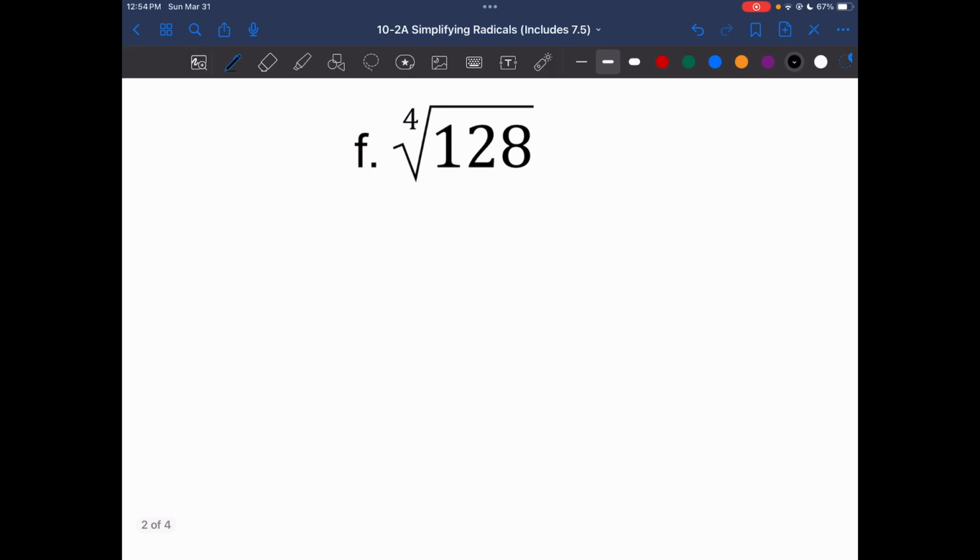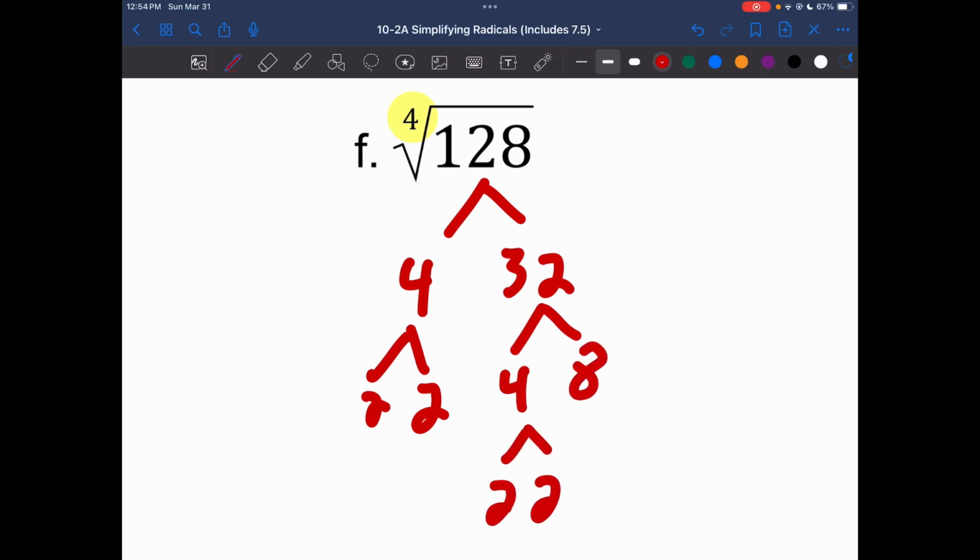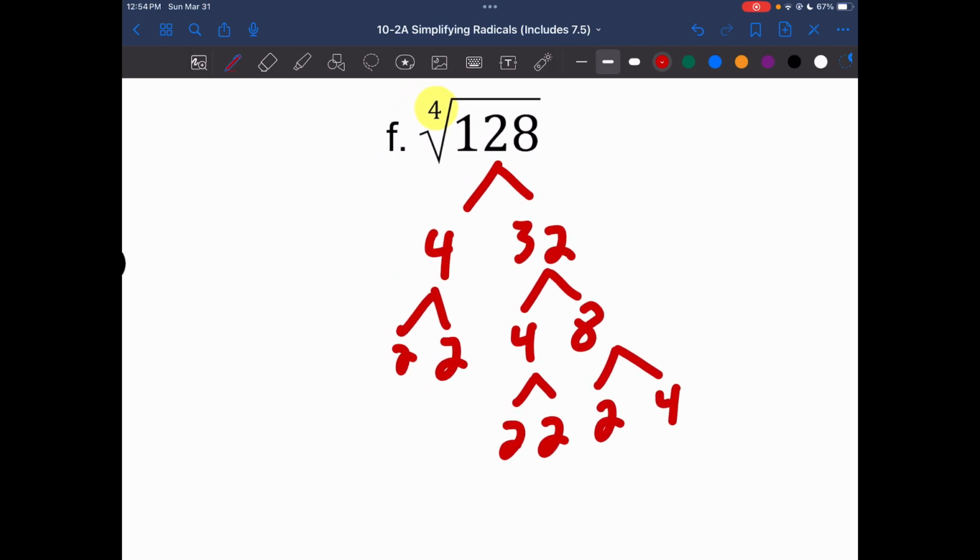Letter F, we're looking for the fourth root of 128. So we break that down. 128 is going to be 4 times 32. 4 is 2 and 2. 32 is 4 and 8. 4 breaks down to 2 and 2. 8 breaks down to 2 and 4. And 4 is 2 and 2.